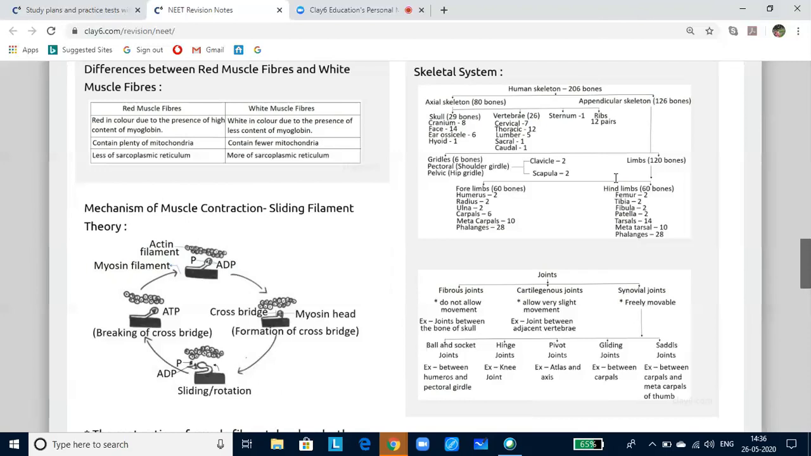Now, what are the functions of the skeletal system? Skeletal system provides the support for the body. It provides delicate support to internal organs such as heart, brain, and lungs. It provides surface for the muscle attachment, helps in blood cell formation, acts as a storehouse for minerals such as calcium and phosphorus, also helps in breathing and hearing.